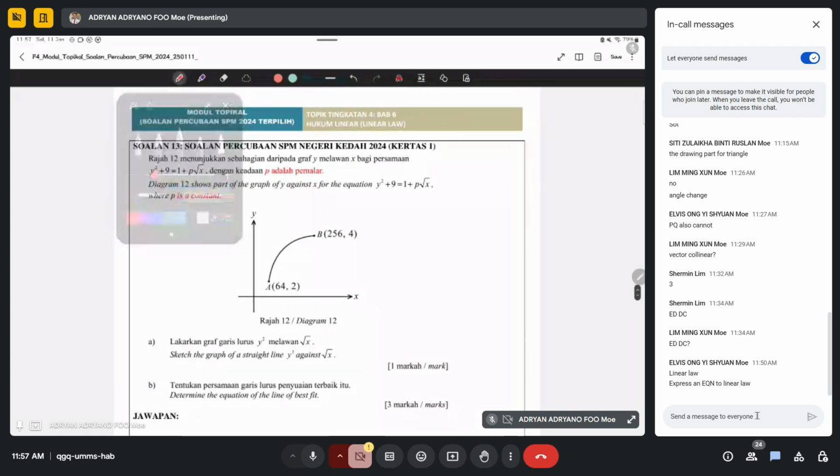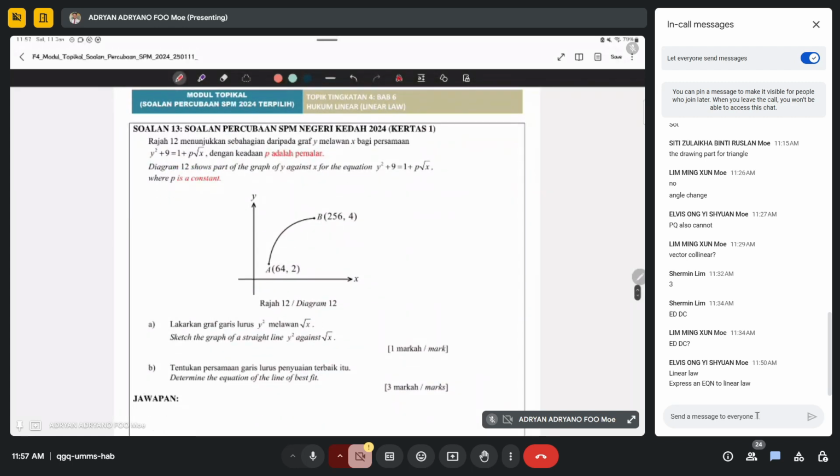Okay, take another question. This one is more difficult. The diagram shows part of a graph of y against x for the equation. This one, where p is a constant.